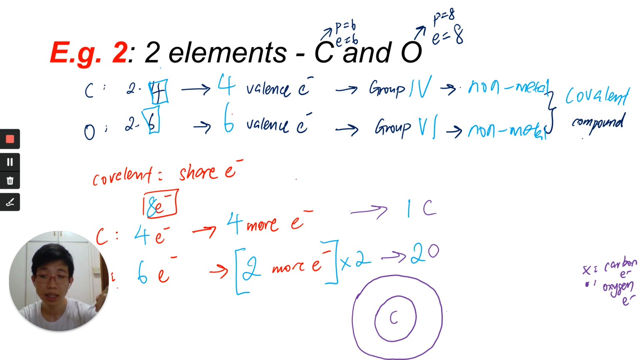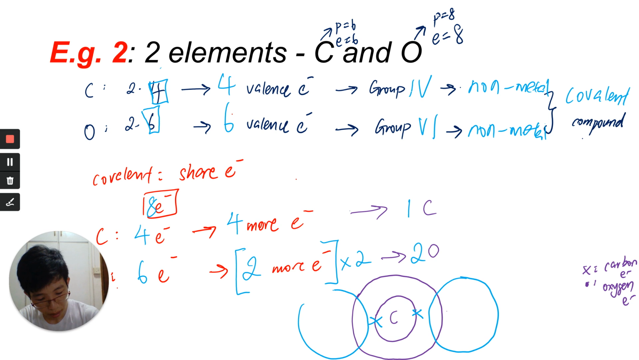So now I need to draw out the diagram for a covalent compound. For carbon, I fill up the 2 electrons inside first. After that, I need to fill up 4 electrons on the outside. You realize that carbon needs to share electrons, so I draw the sharing. So this one will be oxygen, oxygen. Now carbon will share 4 electrons, while oxygen will share 2 electrons each.